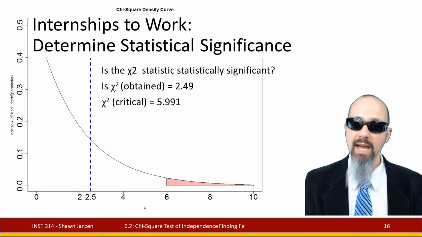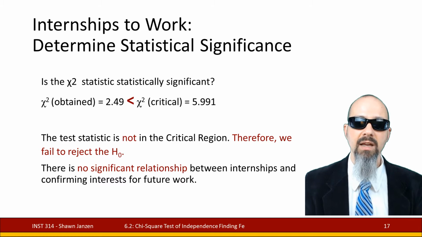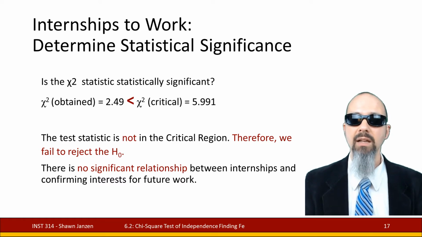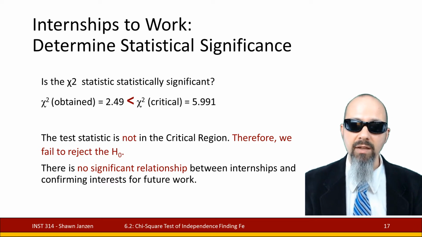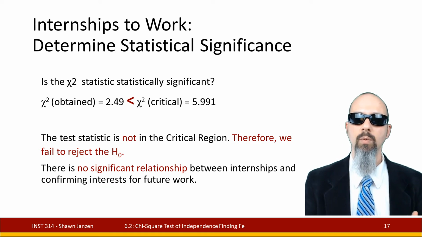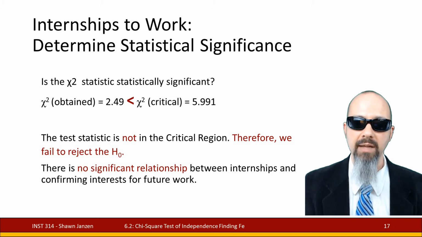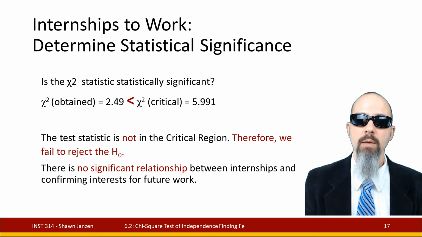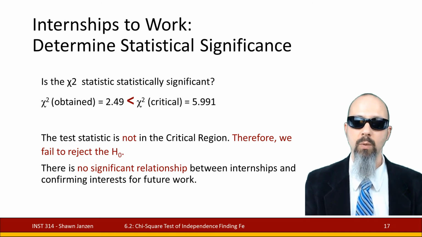And since it's not in the critical value region, we can also just do this numerically and say that our chi-square obtained of 2.49 is not larger than 5.991. It is smaller than this value, and therefore it is not in the critical region, and we are not statistically significant. We fail to reject the null hypothesis. This means that we would find no significant relationship between a student's internship and confirming their interests for future work.